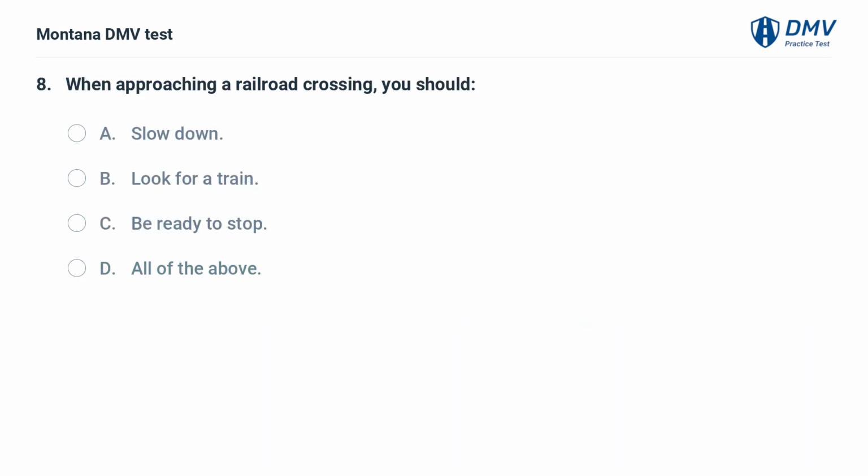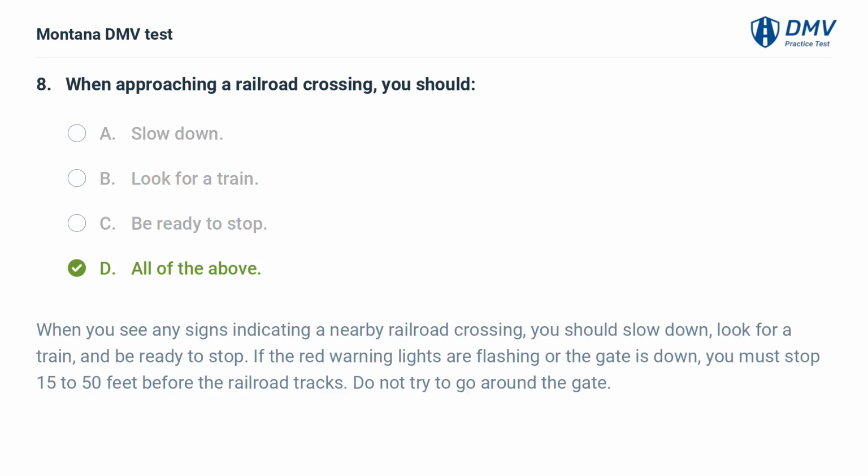When approaching a railroad crossing, you should A. Slow down. B. Look for a train. C. Be ready to stop. D. All of the above. D. All of the above.